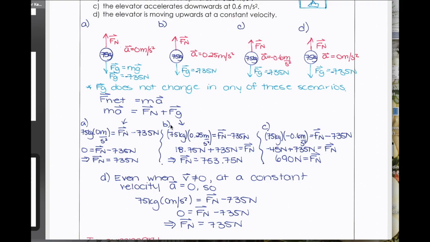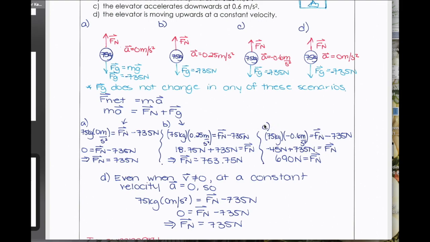For the next one, this one is accelerating. We take the mass of the object, 75 kilograms, times our acceleration, which is positive 0.25, equal to F of n minus the gravitational force. It would be plus the gravitational force, but it's a negative, so minus 735 newtons. When we solve for F of n, we get 753.75. So as we move up, the normal force is increasing.